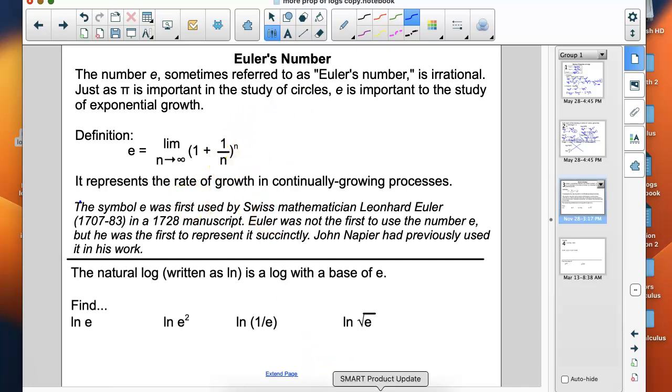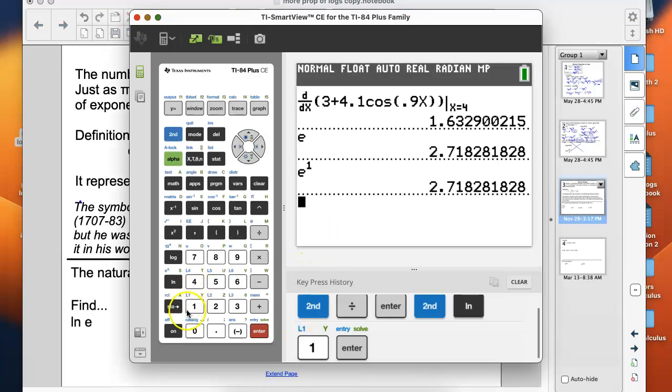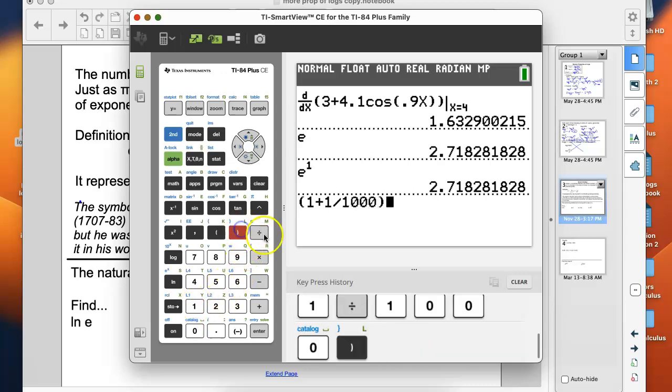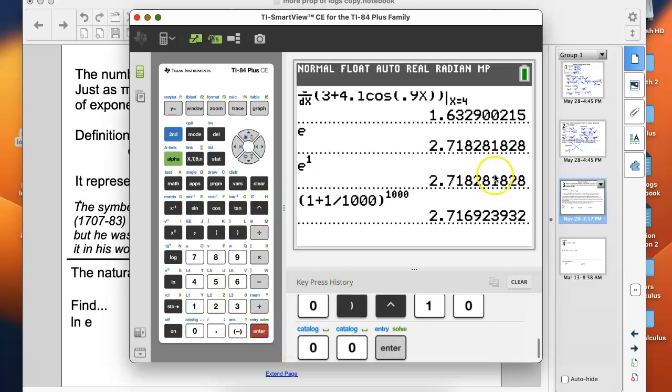So if n is 1,000, for example, I'm going to do, in parentheses, 1 plus 1 over 1,000. And then outside the parentheses, I'm going to do to the 1,000th power. Enter. And look at how close that comes to the actual value of e. If I were to do 10,000, I would get a lot closer. 1,000,000, 2,000,000, 1,000,000,000, right? You can go bigger and bigger and bigger. And what this limit is saying is if n were infinitely large, I would actually get this exact number.